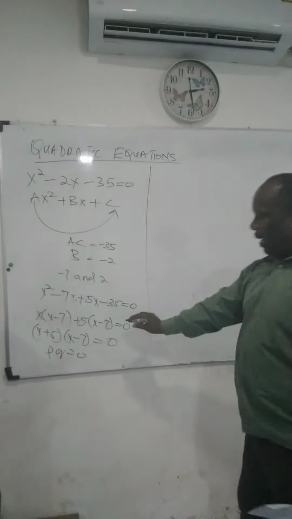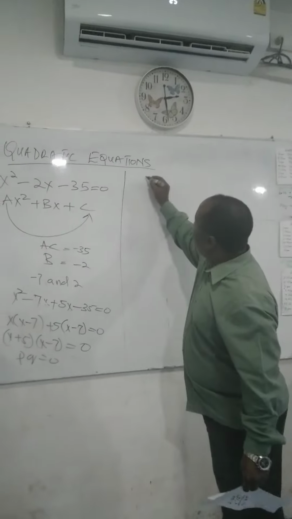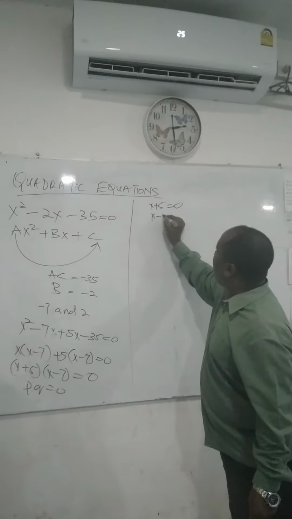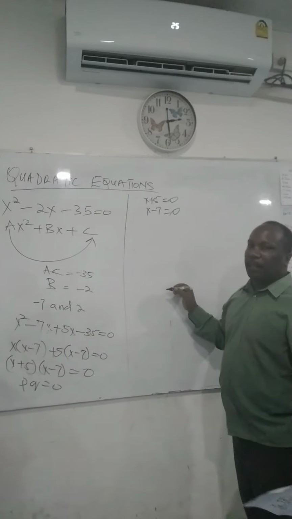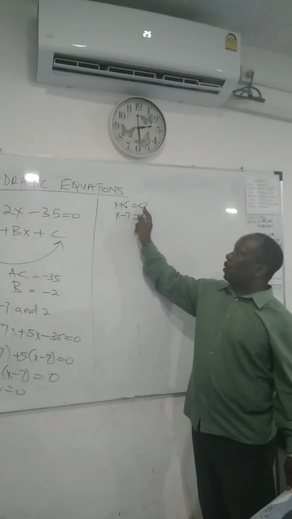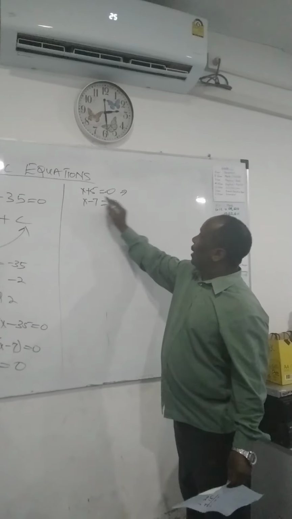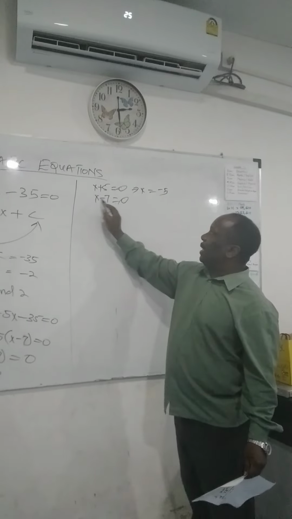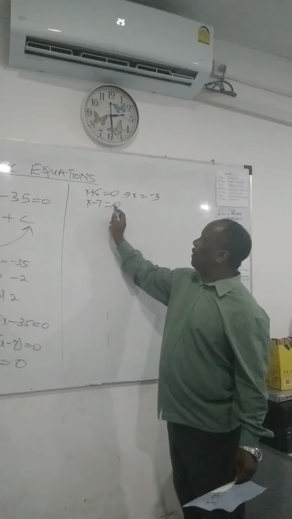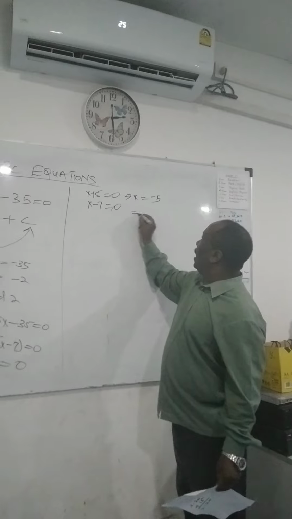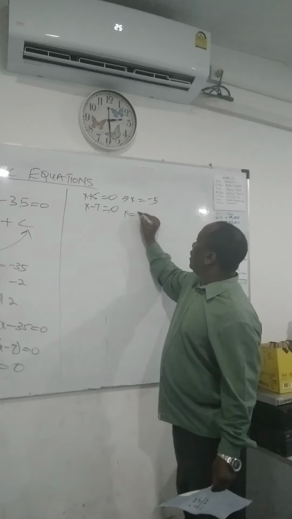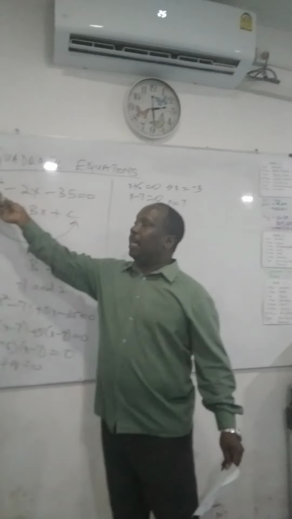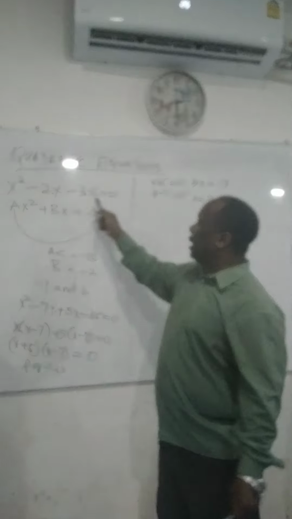So in our case here, either x plus 5 equals 0 or x minus 7 equals 0. And if x plus 5 equals 0, it means that x equals minus 5. And if x minus 7 equals 0, then x equals 7. And when you substitute here, you will find that these answers agree with this equation.